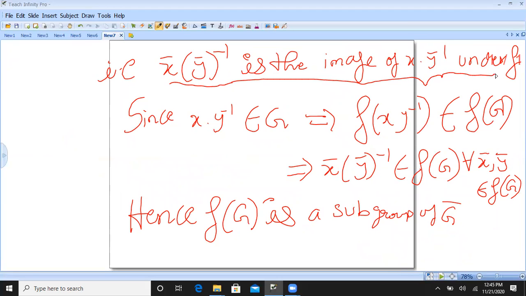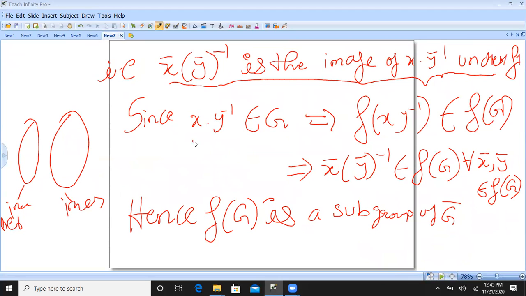I already said this: image and pre-image, sorry, this is image and this is pre-image. Okay, image and pre-image, as already said. So since x into y inverse belongs to G, this implies f of x y inverse belongs to f of G. Therefore we can write that x bar into y bar whole inverse belongs to f of G for all x bar and y bar belongs to f of G.